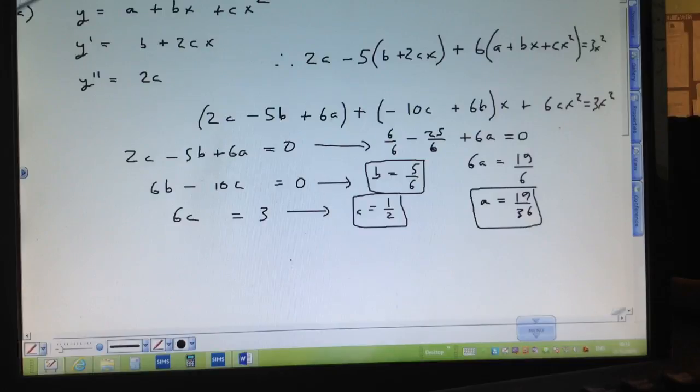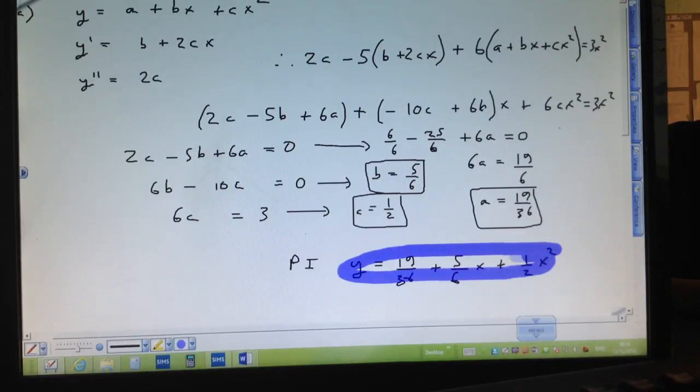So I can see that the particular integral will be y is equal to 19 over 36, because you're just putting it back into here, plus b, which is 5 over 6x, plus c, which is a half x squared. Okay, and that's the particular integral for that one there.